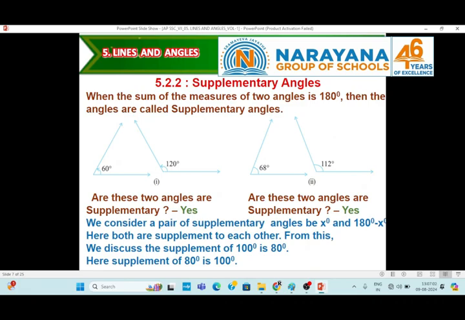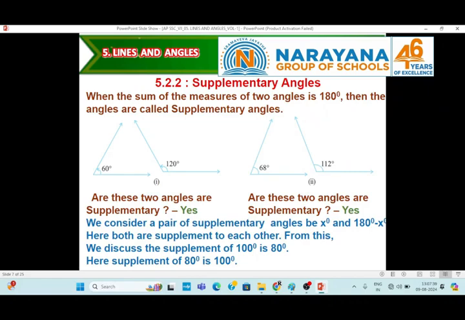Now, supplementary angles. If the sum of the measures of two angles is 180 degrees, then the pair of angles is called supplementary angles. So from figure 1, are the two angles supplementary? 120 degrees and 60 degrees. The sum of 60 and 120 is 180. Yes, we can say this pair of angles are supplementary angles. Similarly, what about the second figure? 68 and 112. Here also, the sum becomes 180 degrees. So we can say this pair of angles are also supplementary.